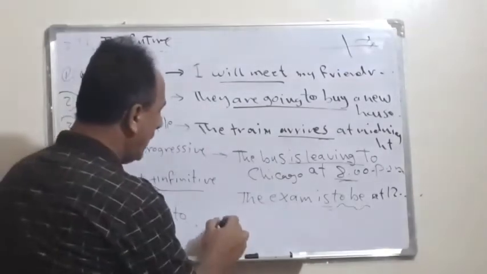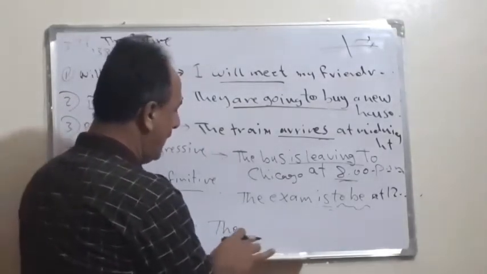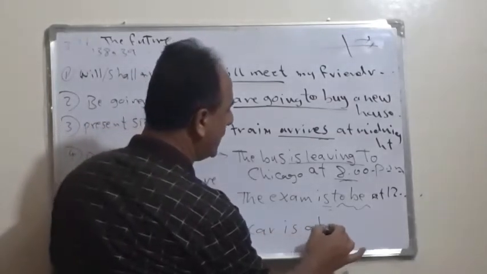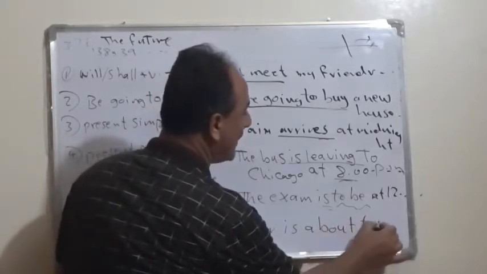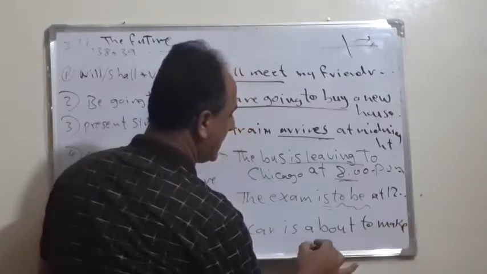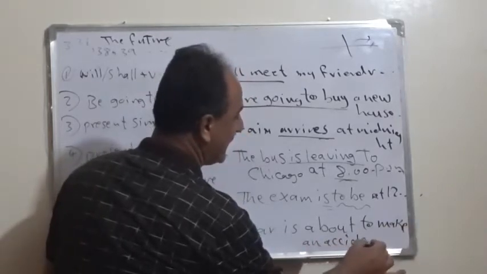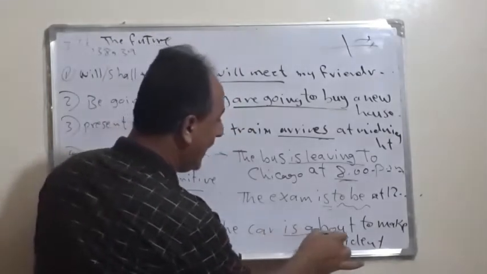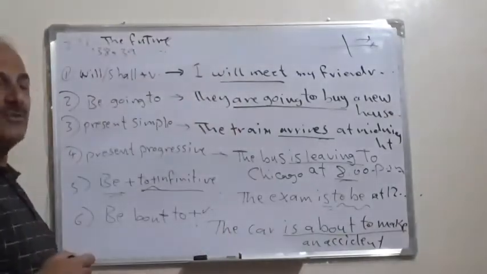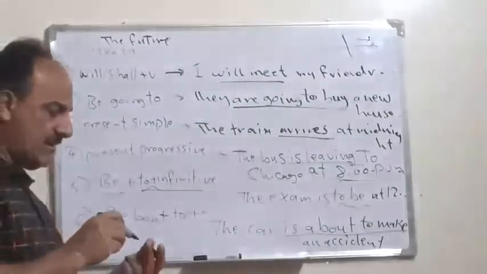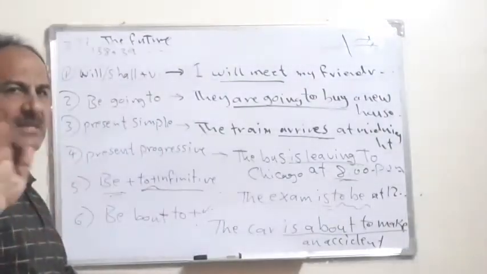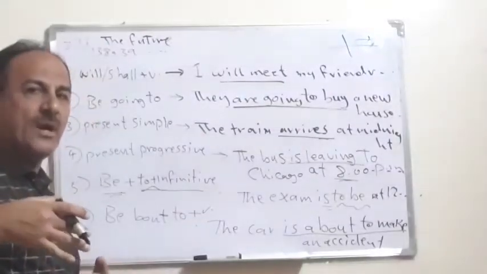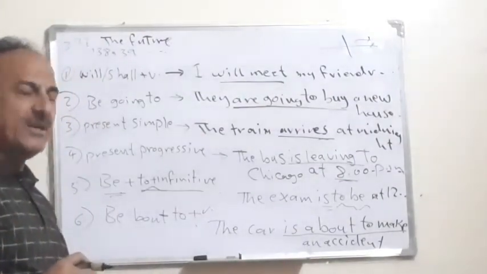Finally, we have be about to. For example, the car is about to make an accident. The car is about to, plus of course a verb: about to make. In Arabic it has a meaning of, let's say, ala washak. So be about to means something is going to happen within a very short time in the future.